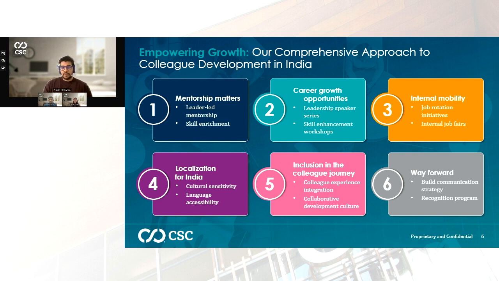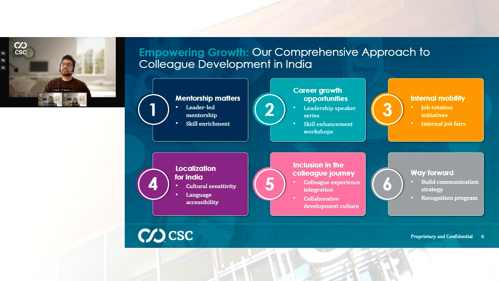We help people grow in their jobs by offering workshops on planning their career, improving their interview skills, and making their resumes stronger. We also have leaders share their experiences in a speaker series, which gives employees ideas and motivation to shape their future. With internal mobility, we want our employees to grow within the company.